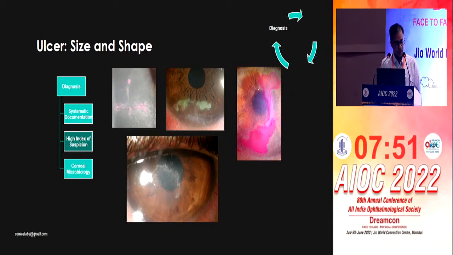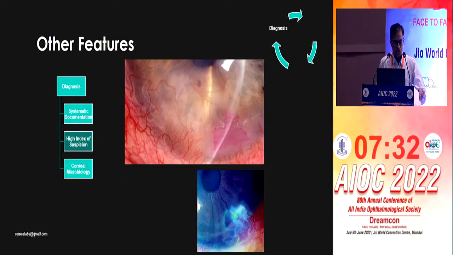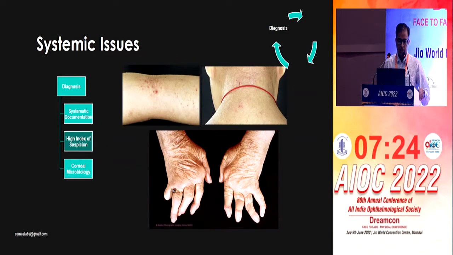You should document the size and obviously the shape of the keratitis, of the ulcer, which can give you a significant clue. Like it could be dendritic, it could be a whorl-like pattern, a wreath-like pattern in nocardia, or it could be a geographic ulcer. You should note the other features, like there would be vascularization, there could be a leak, there could be a hypopyon, which I have not shown in the image.